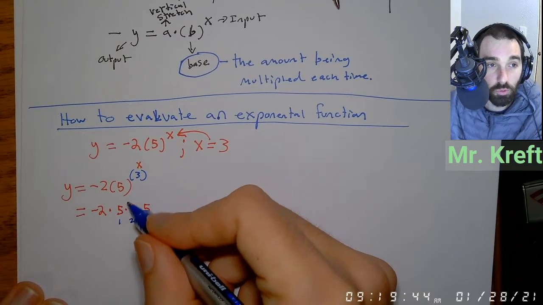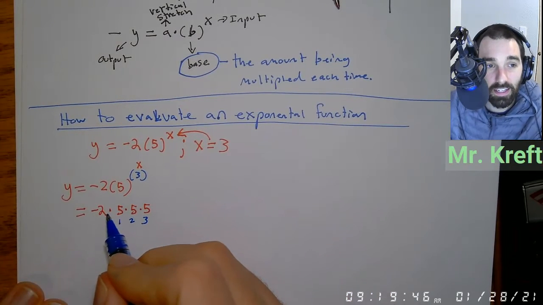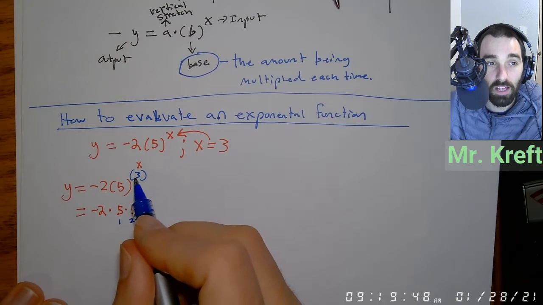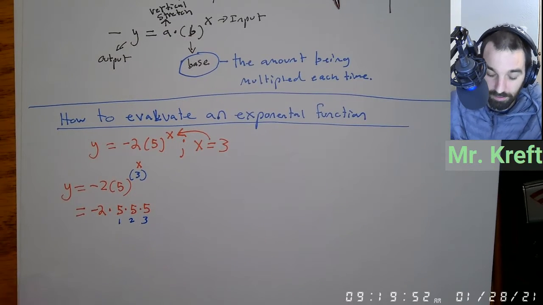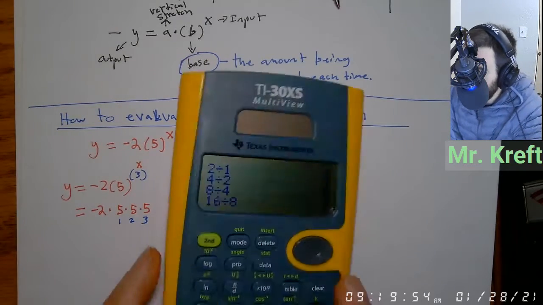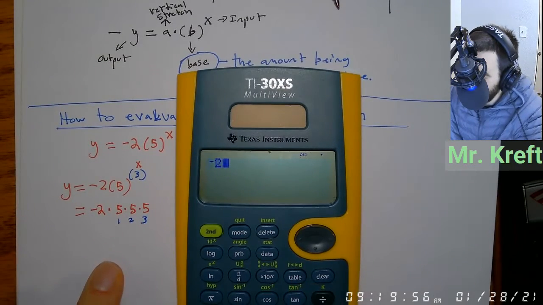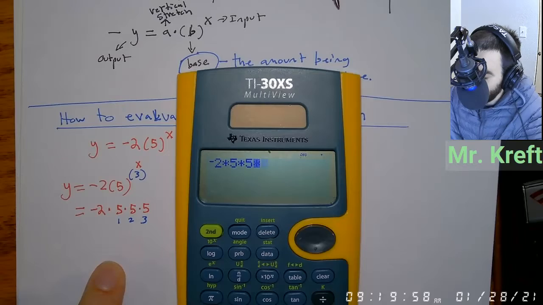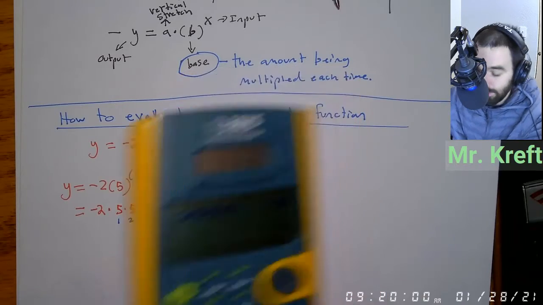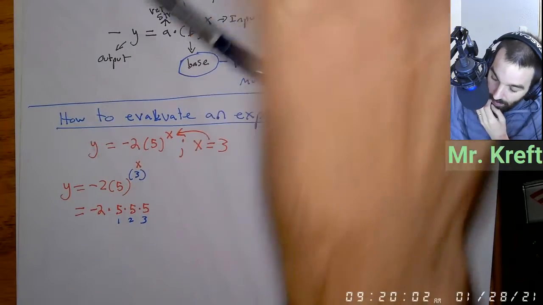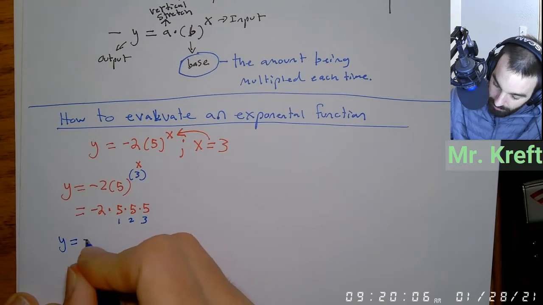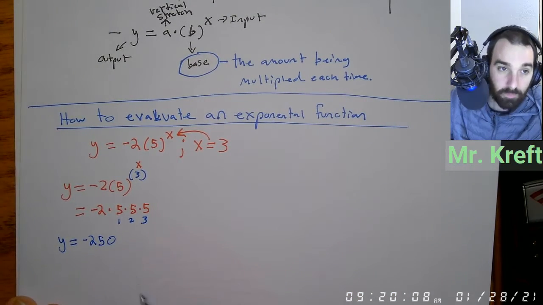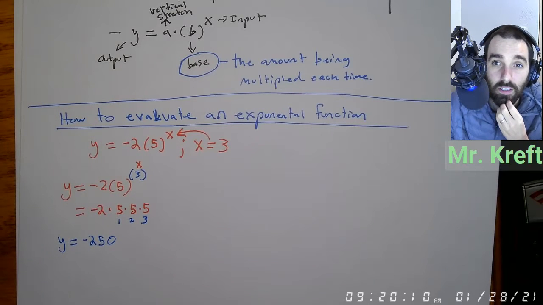Okay, so these two are equivalent. It's saying -2 times 5 multiplied by itself 3 times. So if I type this into a calculator, I get -2 times 5 times 5 times 5, and what do we get? y equals -250.